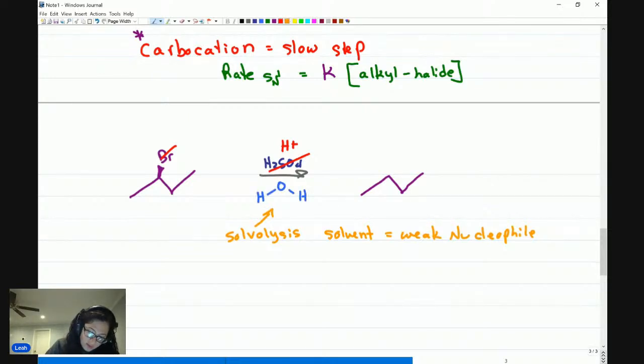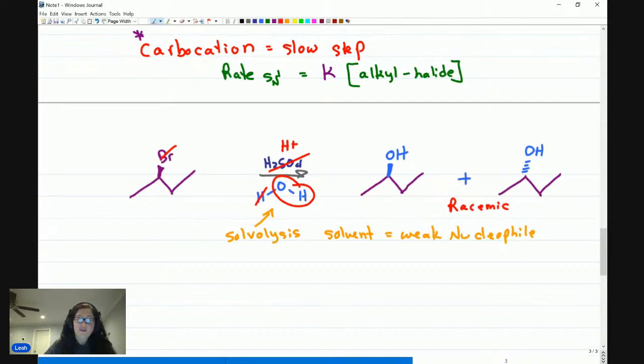We take off 1 proton because that'll be deprotonated in the final step, and then you add this. I can add it on a wedge as an OH, but I also have to show my second one because remember, this can do a racemic mixture if it's chiral. So that is another key here for the SN1 reaction.